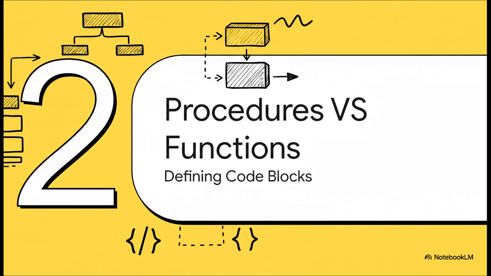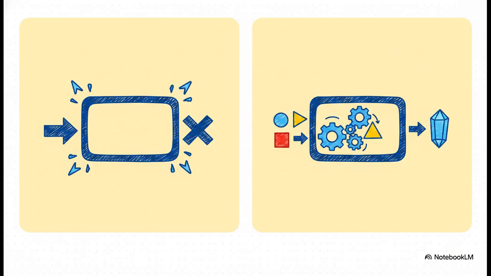Moving on to Section 2, procedures versus functions. Okay, so in C, we organize our tasks using these 2 main ideas, and the difference is actually pretty straightforward. A procedure is just a block of code that does something, like, say, printing a welcome message to the screen. But the key here is it has a void return type. It doesn't hand any data back to you when it's done. A function, on the flip side, takes in input parameters, crunches some numbers or does some logic, and then actually hands a computed result back to whoever called it.